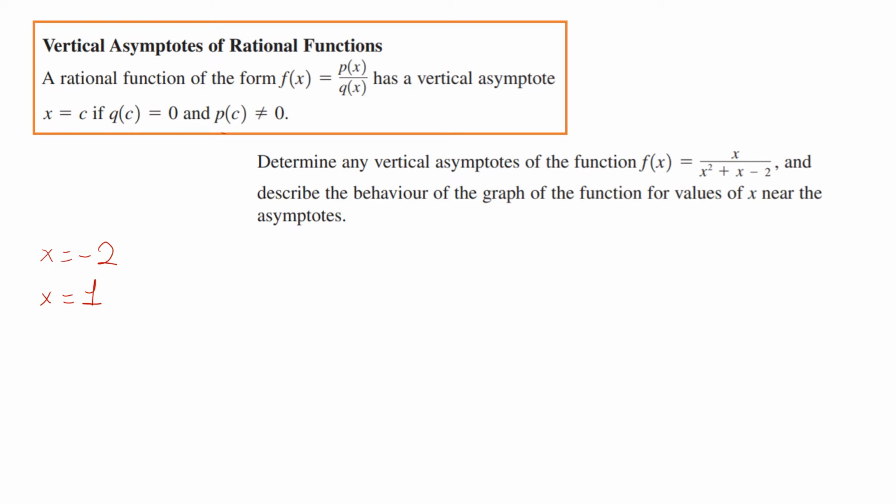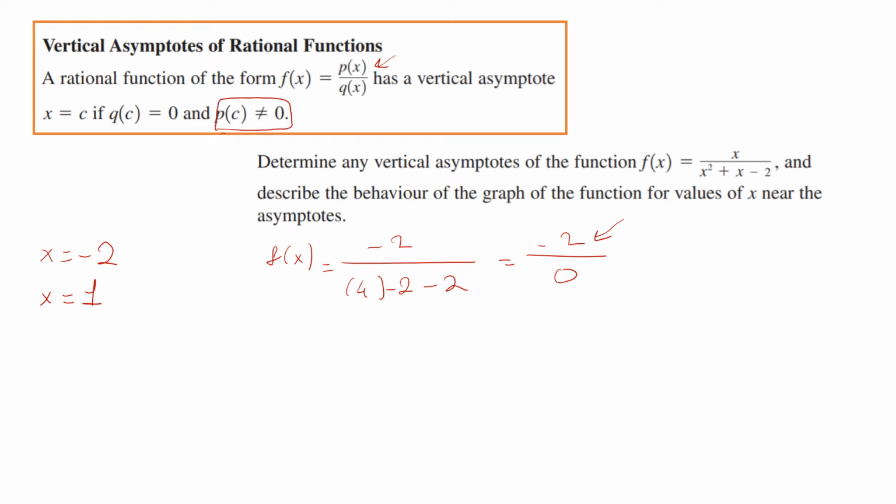After I have my points, the next thing I do is make sure my p(c), meaning whatever is in the numerator, is not 0. So just plug that negative 2 into the original function. I would get negative 2 over 4 minus 2 minus 2, so that would give me negative 2 over a number. 4 minus 4 will just give me 0 in the denominator, but I know my numerator is not 0. So negative 2 counts. Negative 2 is definitely one of my points.